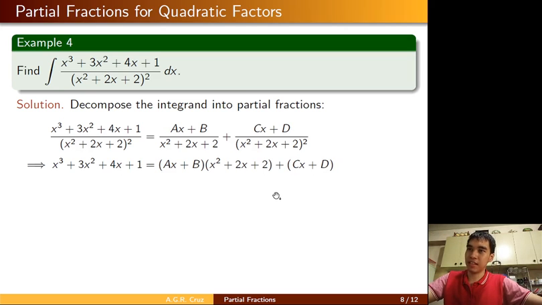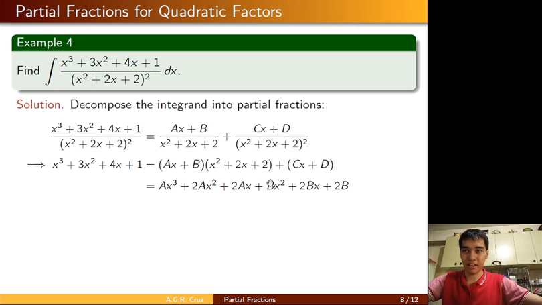And then like what we've done in example number 3, let's expand and then compare coefficients. Of course, combine like terms. So expanding this one, what will happen? Let's start with the first term first. We have here ax times x squared, that's ax cubed. Plus ax times 2x is 2ax squared. Ax times 2 is 2ax. Tapos kay b naman tayo. Times x squared is bx squared. Times 2x is 2bx. And then b times 2 is 2b. Ito yung expanded form ng first term natin. And then we leave cx plus d as it is.